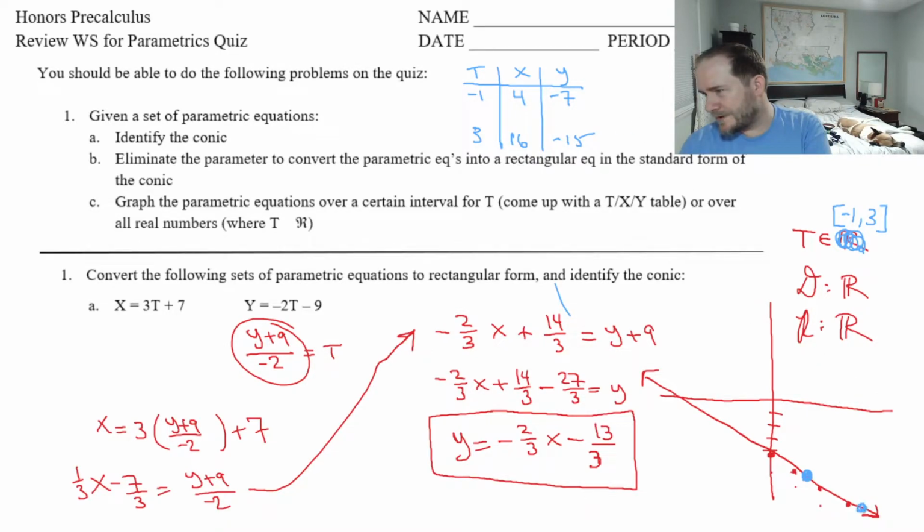Anyway, the point I'm trying to make is just that if I restricted the t to go from -1 to 3, then I'm actually restricting the line to not be a line. We'd only get a line segment now. So all this would go away.